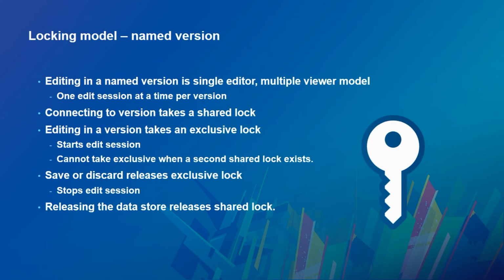So the locking model with branch versioning is a single editor, multiple viewer model. The default version has no locking behavior to worry about, so this locking behavior really applies to named versions. This means that multiple viewers can view a version at the same time, but only one user can edit the named version at a time. So connecting to the data store will take a shared lock. Editing will attempt to get an exclusive lock. Saving and discarding edits will release the exclusive lock, and then releasing the data store will release the shared lock.